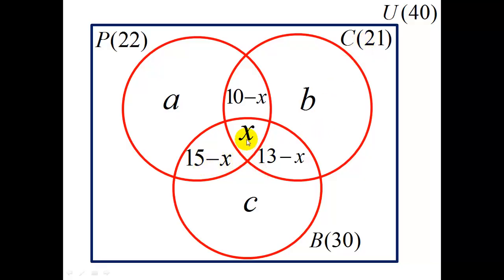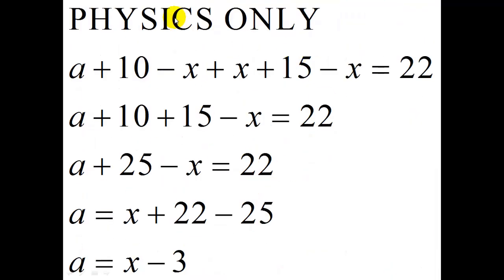15 minus x plus 13 minus x plus c is also equal to 30. Let's see how best we can find the students who read only physics, only chemistry, and only biology. Now, physics only: a plus 10 minus x plus 15 minus x is equal to 22.